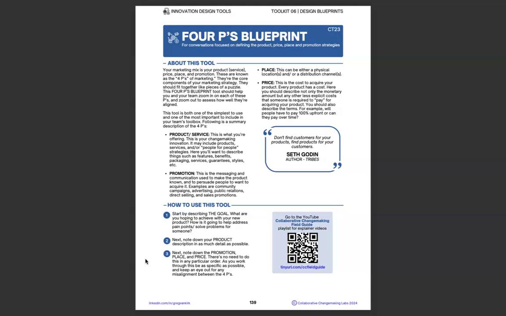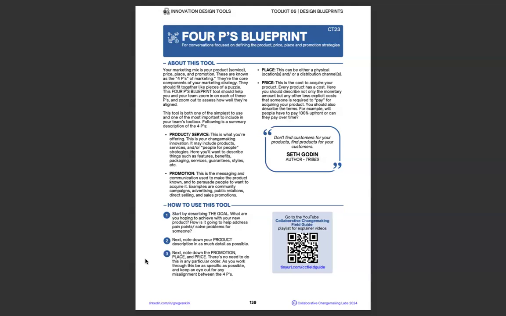So product or service, this is what you're offering, right? This is your solution, your innovation, what have you. This is your change-making innovation. It may include products, services, and or people for people strategies. Here you'll want to describe things such as features, benefits, packaging, services, guarantees, styles, etc. Right? Describe everything that you can. Promotion. This is the messaging and communication used to make the product known and to persuade people to want to acquire it and use it. Examples are community campaigns, advertising, public relations, direct selling, and sales promotions.